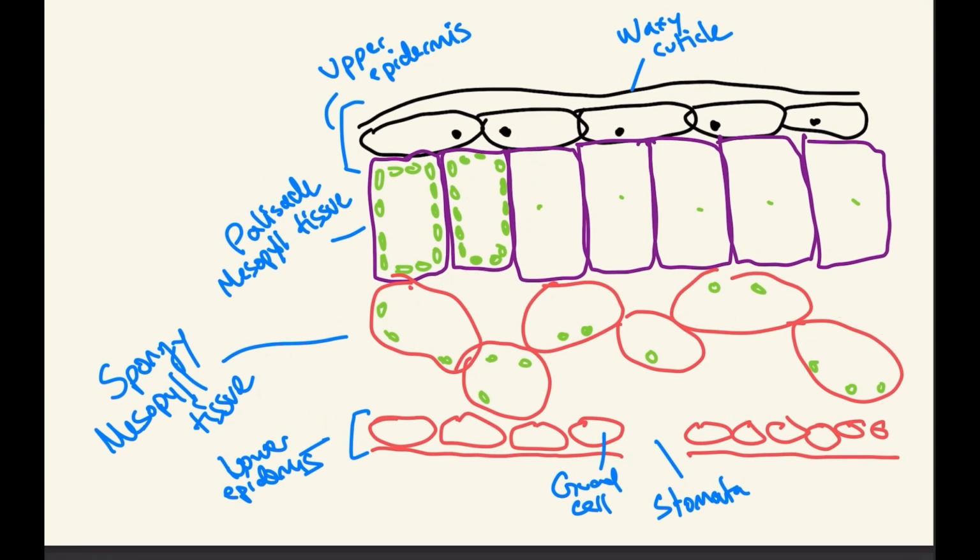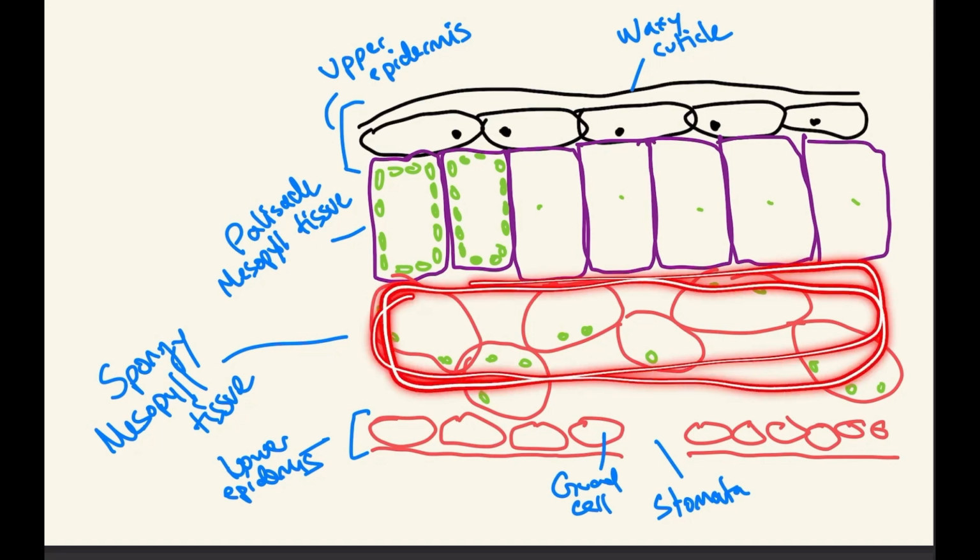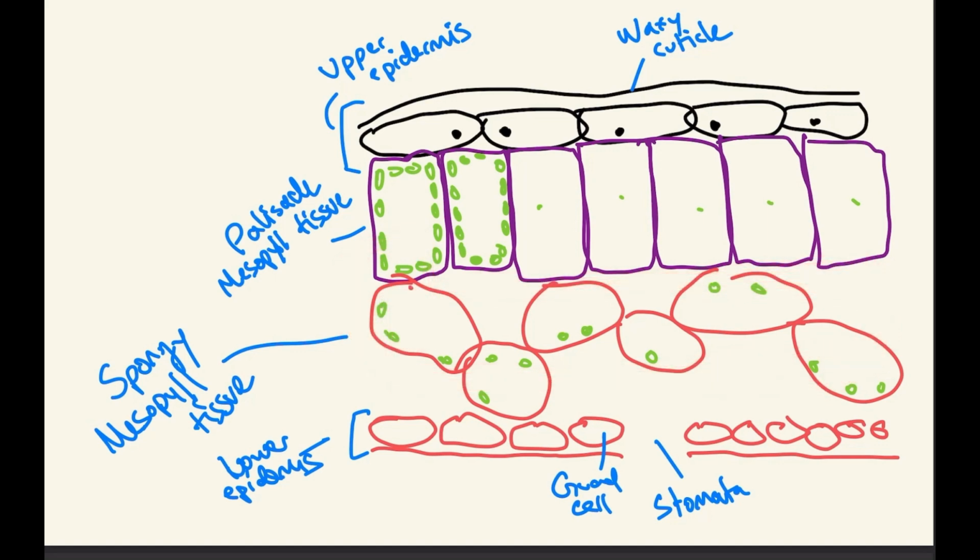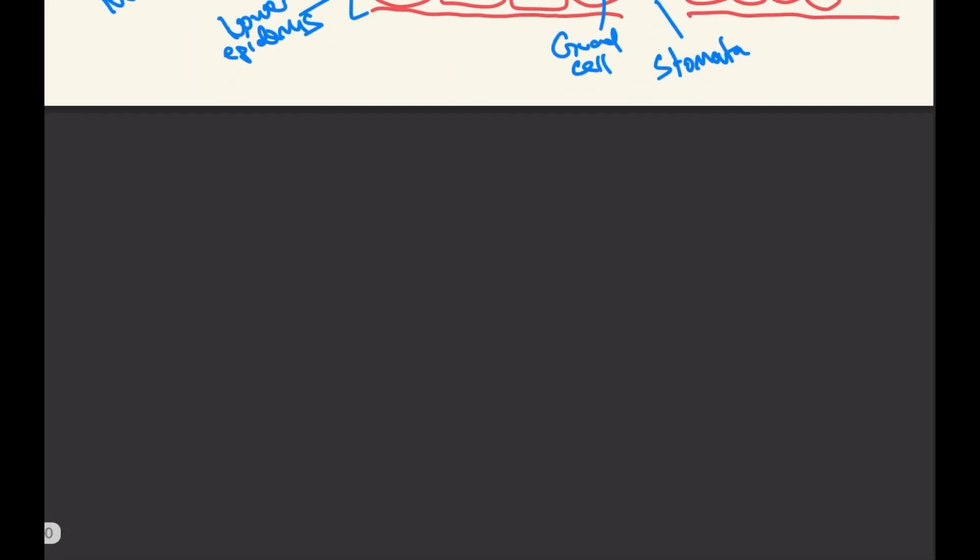Now, if you wanted to go further, in this spongy mesophyll layer tissue, around here, there would be the vascular bundle, and that would account for the xylem and phloem. But in this lesson, we won't cover that. We can cover that in the following lessons. So let's go over the functions of each of these.